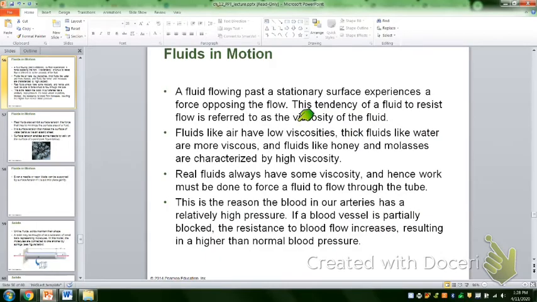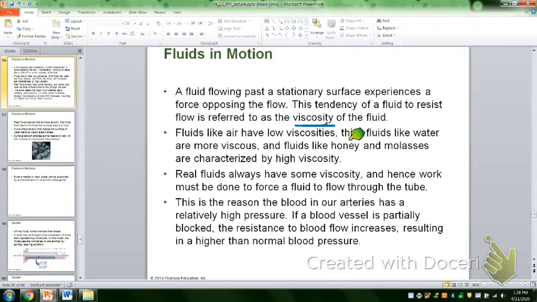So on the next slide, they talk about viscosity. The viscosity of a fluid is its tendency to resist flow. So, for example, air typically doesn't resist flow. When you turn a fan on, it immediately starts to flow. Water doesn't typically resist flow either. Maybe it does more so than air because it's thicker than air, but it pours pretty easily.